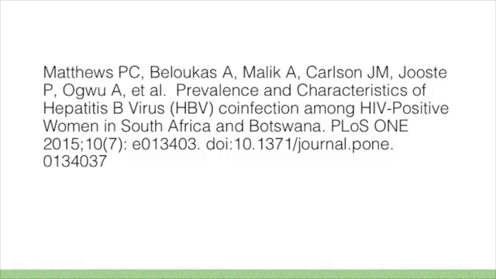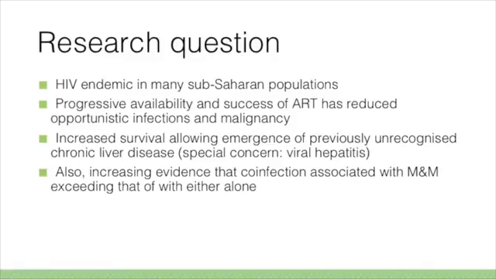It's the prevalence and characteristics of hepatitis B virus co-infection amongst HIV-positive women in South Africa and Botswana. You see there from Matthews et al., and it was published right this year, 2015, in PLOS One. You see the reference there, read it, quite good information in this paper. Now let's start with the research question. Now a bit of background.